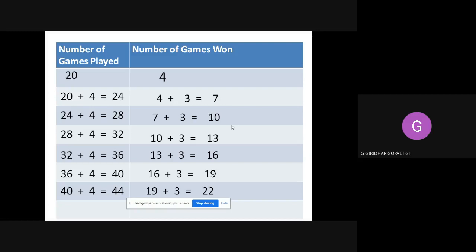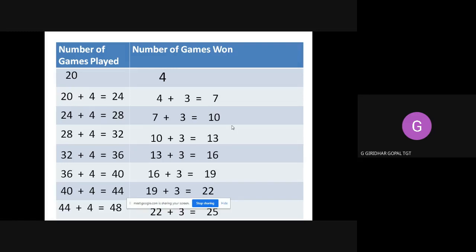Another set if he takes, that means 48 games if he plays, that means an extra 28 games he plays, he will definitely win 25. That means more than what he has lost. So like this, the student can do it. What is another way of doing the same question?